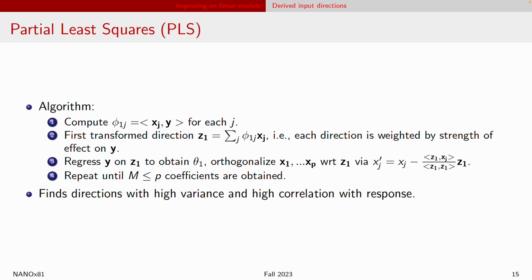So the basic principle of partial least squares regression is that you are trying to find directions with the highest variance and the highest correlation with your actual target, and then you progressively find the next direction with the next highest variance and next highest correlation, and you keep going down until you are satisfied with the model.